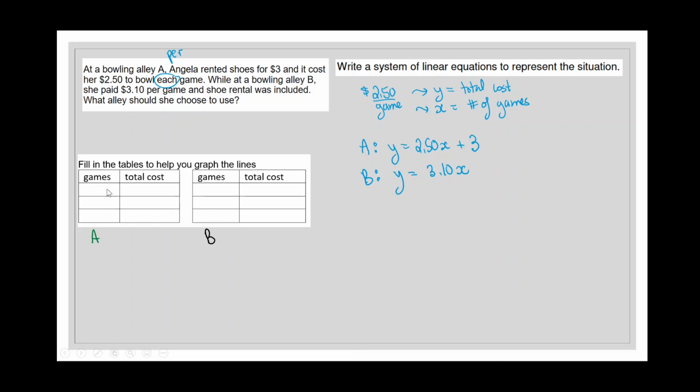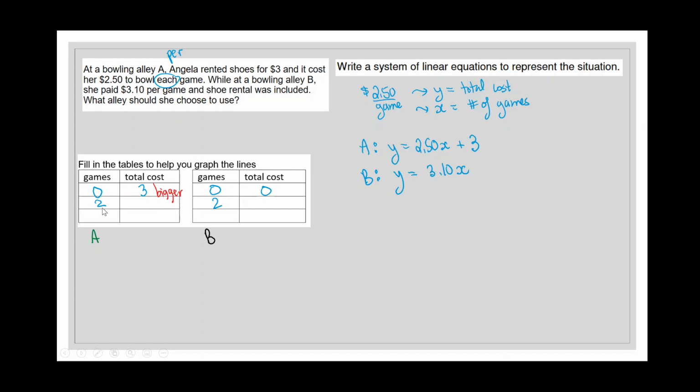So in this table, we'll have A's values here and B's values here. Again, use 0 to start with. If we have 0 games, for alley A, you'll have to pay for the shoes, which is kind of silly to go in, just pay for the shoes and not play a game. But remember, we're just creating a point to graph. For alley B, we'll have 0, 0 because there's no initial fee. We compare 3 with 0. Definitely there's a bigger value for alley A.